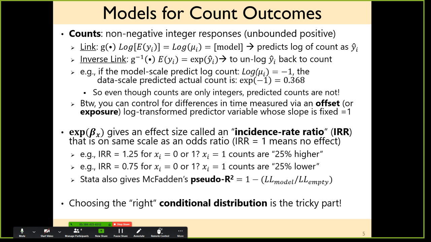So the log is the log. That's it. That's your choice. The book walks through a couple of other things, but the reason that none of them make sense is because the log is the only thing that keeps the predicted count positive. That's its job. So all the choices that go from this point out have to do with the distribution of the variable, not the link. Cool? Okay, with me so far?